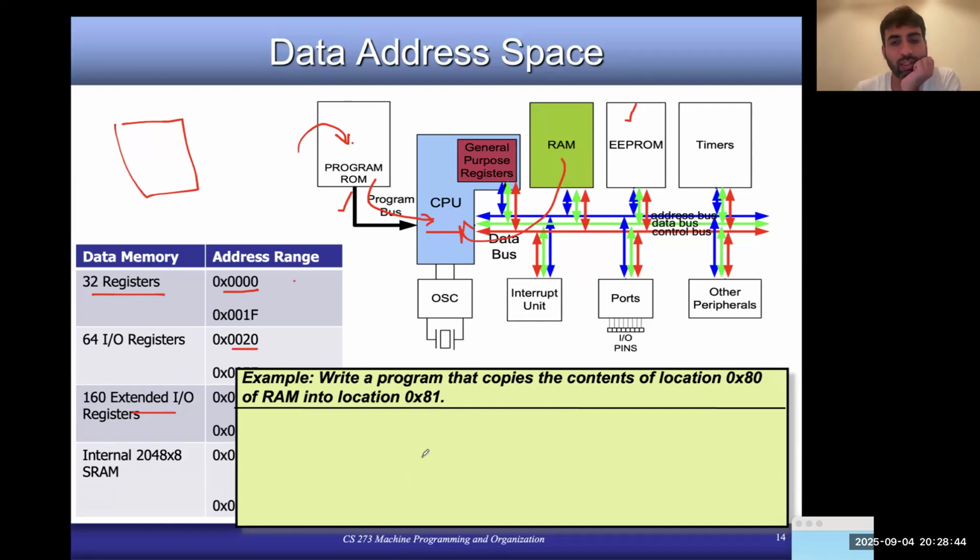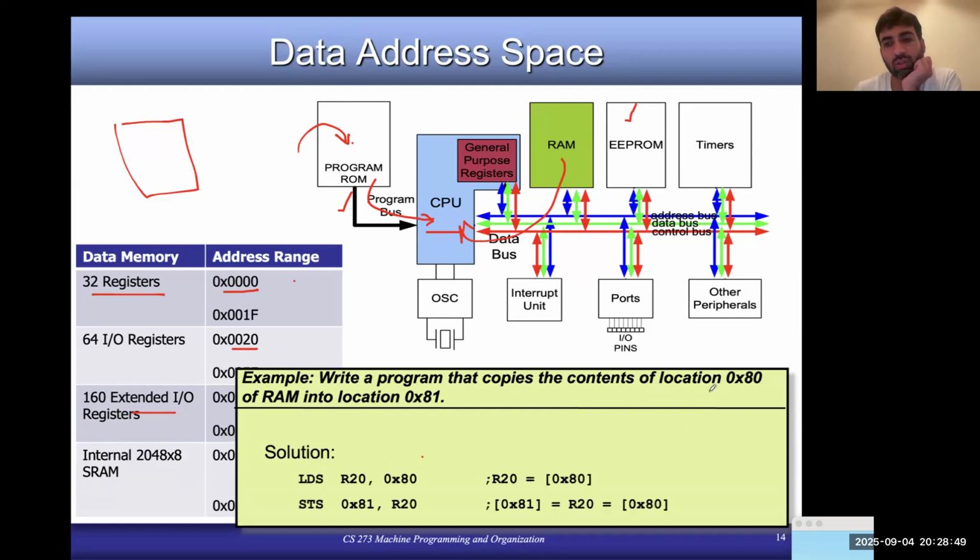So now let us have a look at the solution. First you need to read the content of location 0x80, right? For reading, you first specify the address using the LDS instruction and say put the value in R20, and then you use the STS instruction to store directly in the SRAM, where you say put the data from R20 into the memory address 0x81. Most of the students did it correctly.